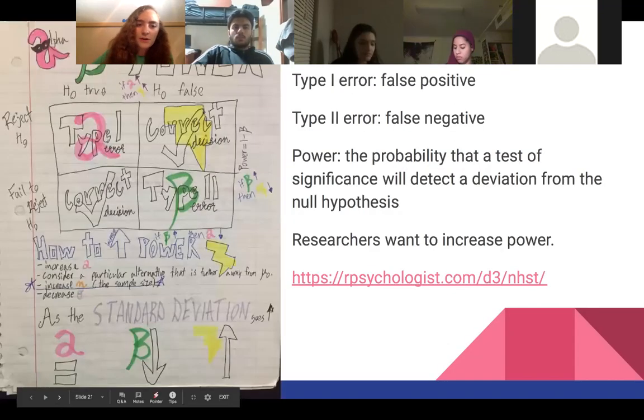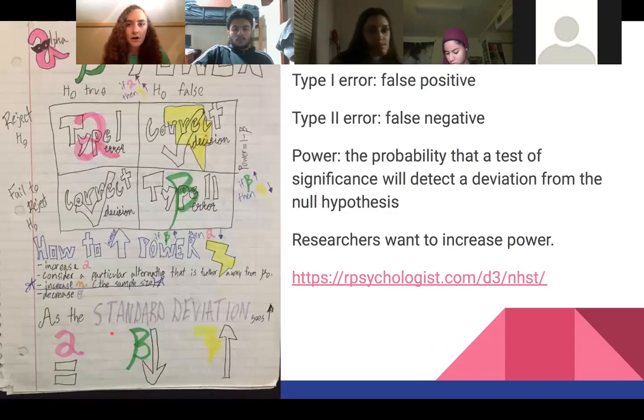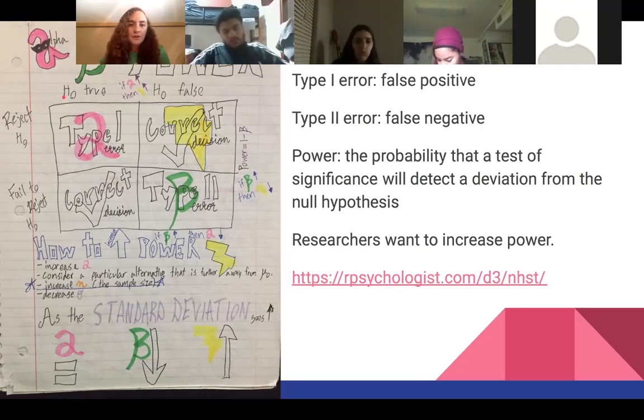One last thing I want to touch on before I end this is type 1 error and type 2 error in power. So type 1 error is basically a false positive. That's when we reject the null hypothesis, but it was true. And a type 2 error is a false negative. So that's when we fail to reject the null hypothesis and it's false.